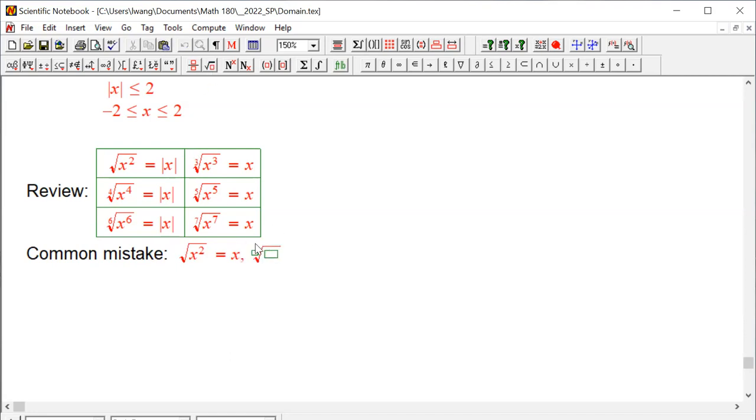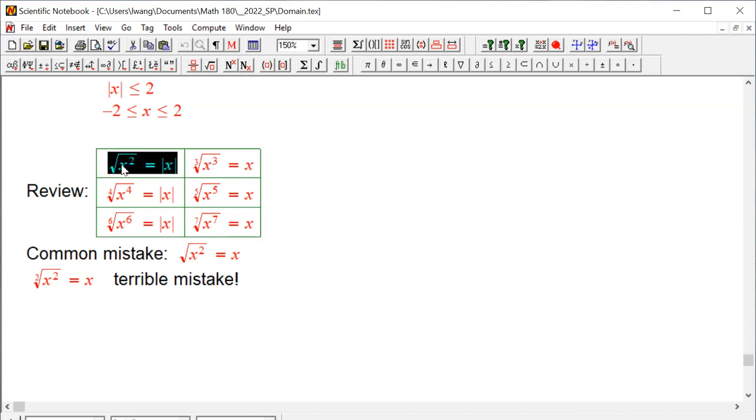What they say is, oh, this is a square root and this is x squared, so they take this 2 and this 2, they cancel them, and they get x. If you learned this somewhere, I wish to tell you, this is a terrible mistake.